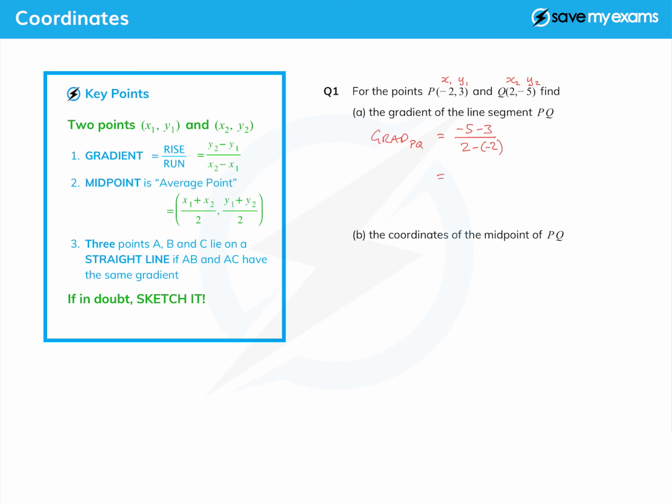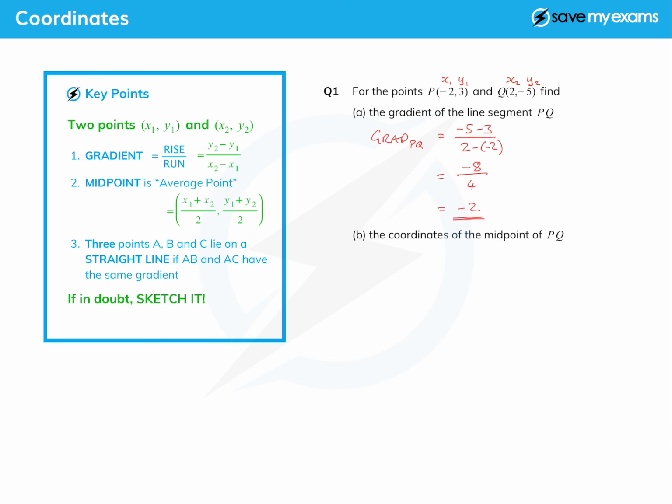We've got lots of minus signs. Take away 5, take away 3, we take away 8. And on the bottom, we've got the 2 minus signs together, so a minus times a minus is a plus, and that's 2 plus 2, which is 4. And minus 8 over 4 is minus 2. So we do need to be careful of the negative signs here. Right, what about the coordinates of the midpoint of PQ?